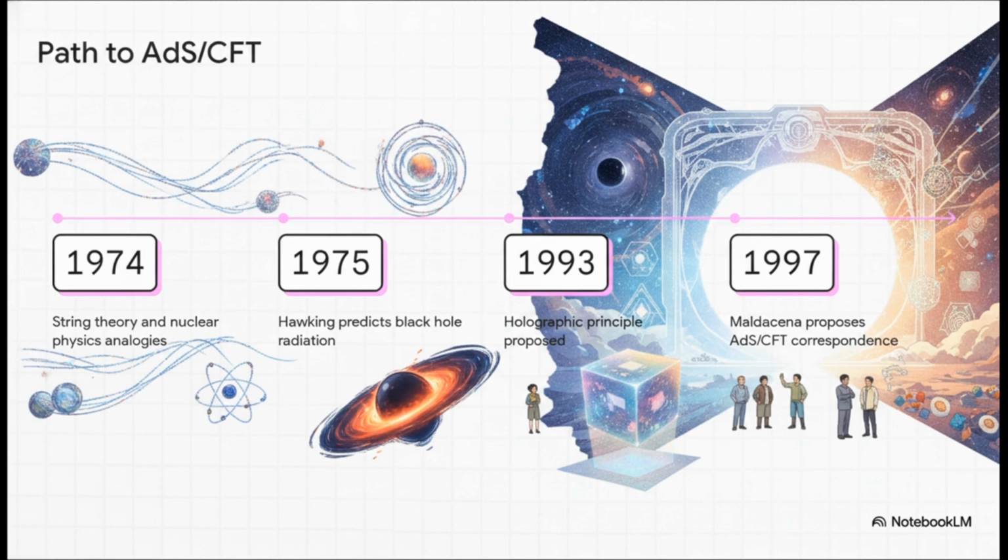Then in 1975, Hawking discovered black hole radiation, completely kicking off the information paradox we talked about earlier. Fast forward to 1993, and 't Hooft alongside Leonard Susskind proposed the holographic principle, this crazy idea that the information inside a volume of space is actually proportional to its surface area, very much like a black hole's event horizon. All of these separate threads finally culminated in late 1997 when physicist Juan Maldacena officially proposed the AdS/CFT correspondence.